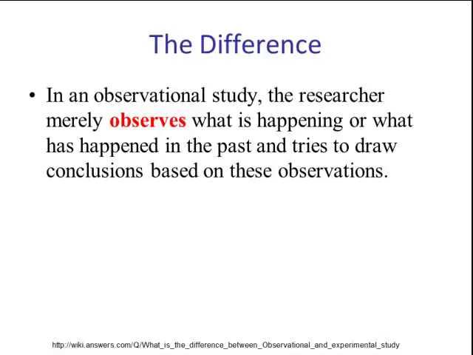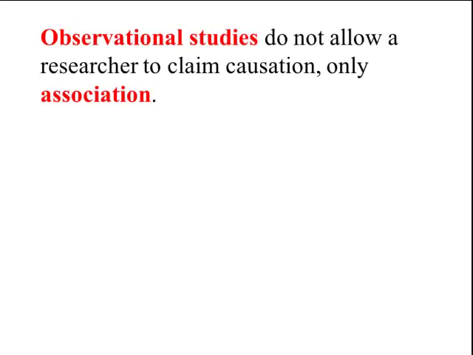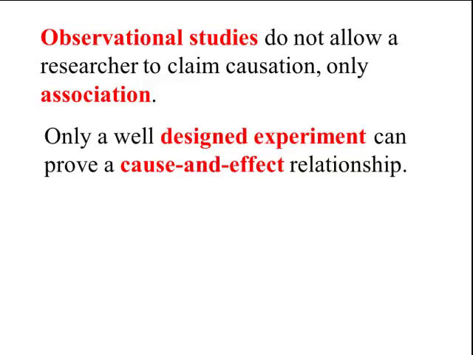In an observational study, the researcher merely observes what is happening or what has happened in the past and tries to draw conclusions based upon these observations. In an experiment, the researcher manipulates the variable by use of the treatment and tries to determine how the treatment influences the other variables. Observational studies do not allow the researcher to claim causation, only association. Only a well-designed experiment can prove a cause and effect relationship, because a design experiment can control lurking variables.